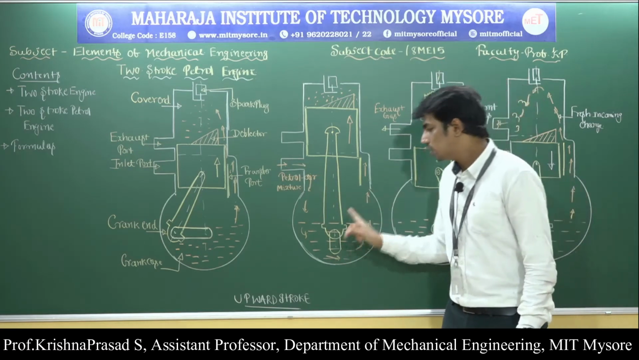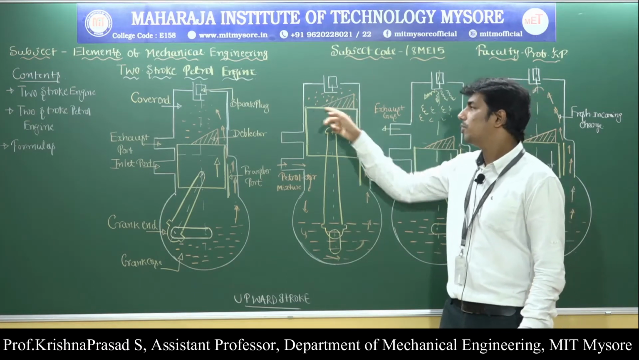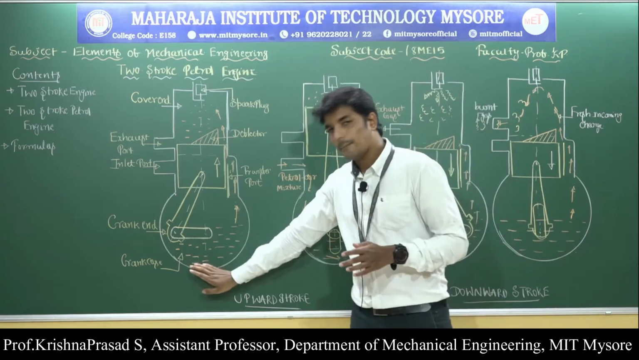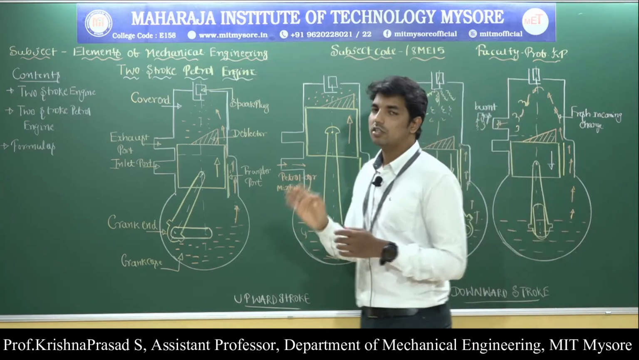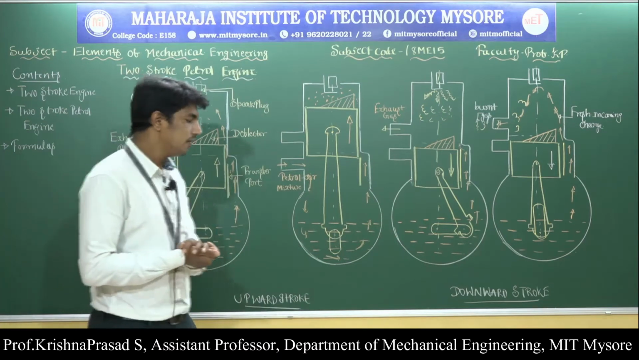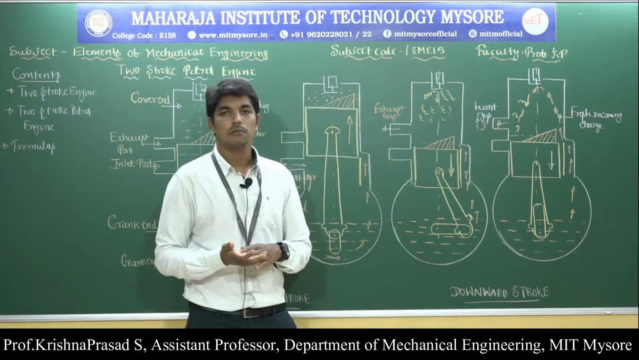So this is called the suction stroke, and when the piston completely reaches the cover end, the compression is going to take place, so that during the upward stroke, the compression as well as the suction is going to take place together. This is regarding the upward stroke of the two-stroke engine. Then what is meant by the downward stroke of the two-stroke engine?